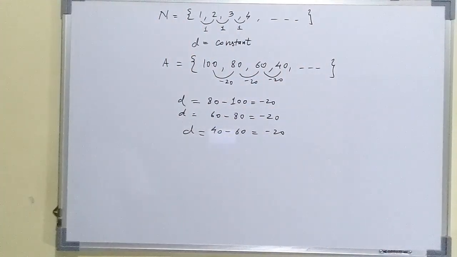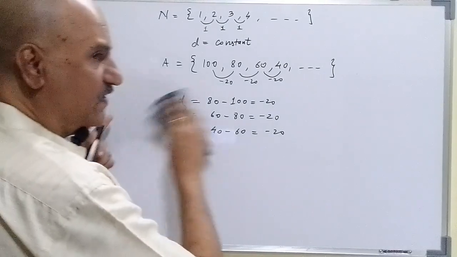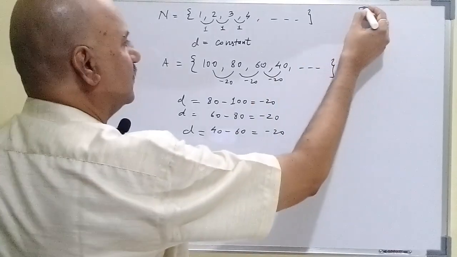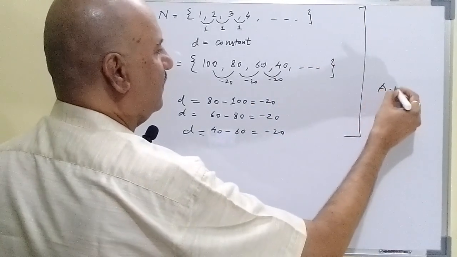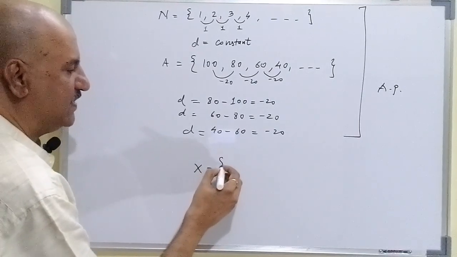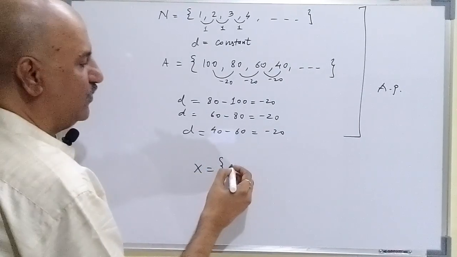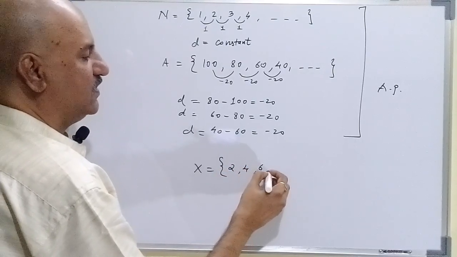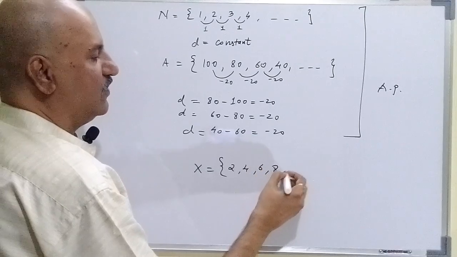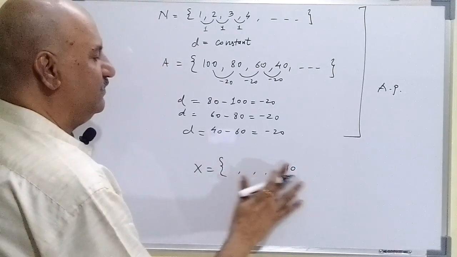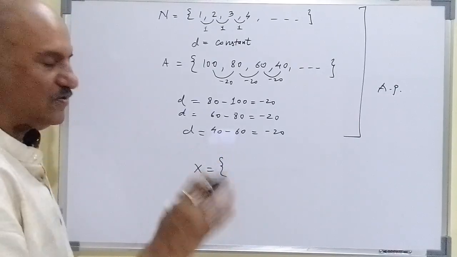Now this is AP, remember. Both examples are AP, arithmetic progression. Now, if I give you one set, like 2 1s are 2, 2 2s are 4, 2 3s are 6, 2 4s are 8, 2 5s are 10, this also is AP, because again the difference is 2.